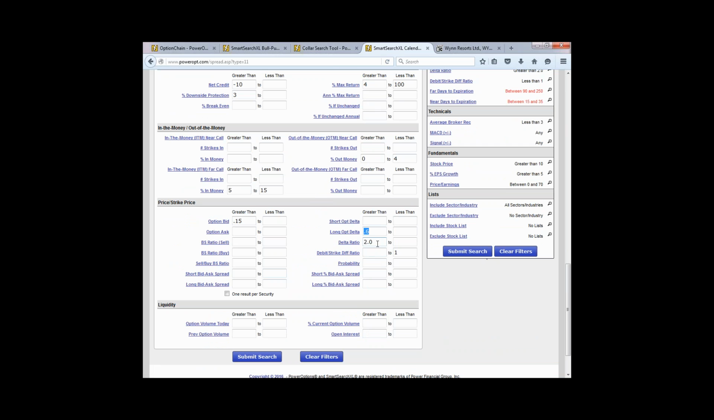I want this kind of delta ratio. This is where it gets more advanced. Strategies like this that have different time sets, you've got to set the delta ratio. And this debit to strike difference ratio, I'll explain that in a second as well.